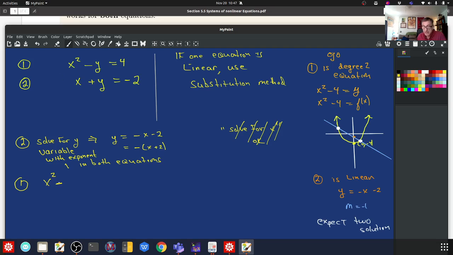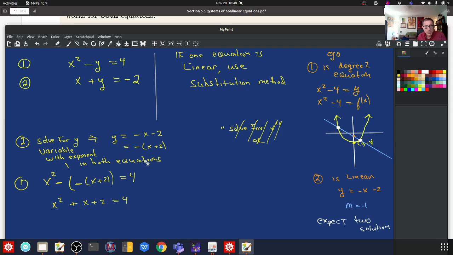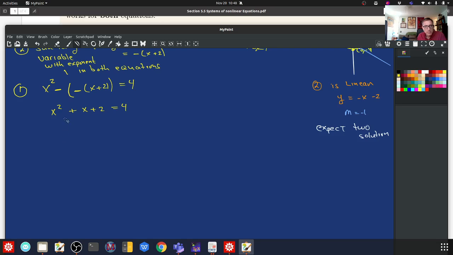So it's x squared minus, that's there. And then I have to bring along what y is, and it has its own minus. And that's equal to 4. So that's the same as x squared minus a minus is plus x plus 2 is equal to 4. And the way to solve this is to take it into quadratic form. X squared plus x, bring the 4 over and it becomes minus. So that gives me minus 2 is equal to 0.